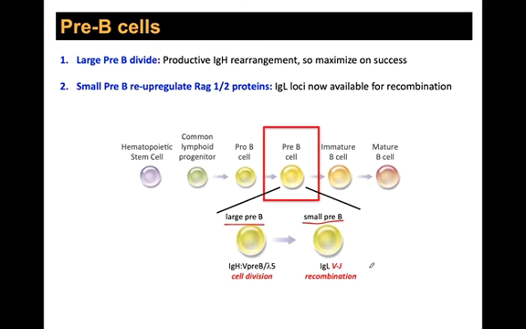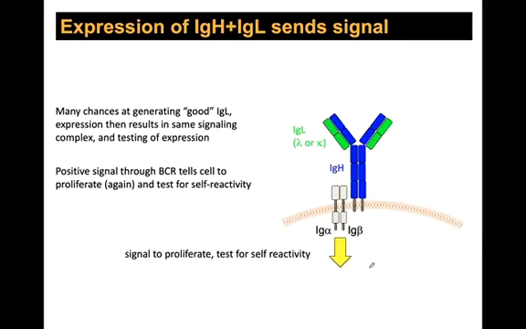Okay? Now at this point, you have to again test. Did I get a light chain rearranged? And the way that you test is saying, okay, now I have the heavy chain and I have my light chain. We've turned off the surrogate light chain, so the only way that I can have a stable expression on the surface of that B cell is that I get both the heavy and light chains expressed.